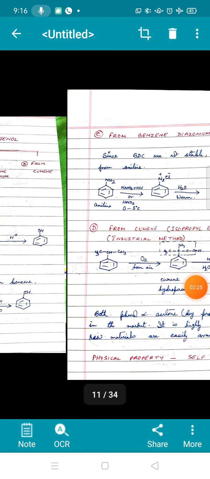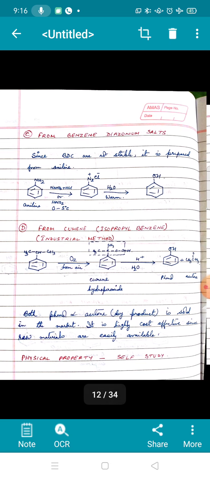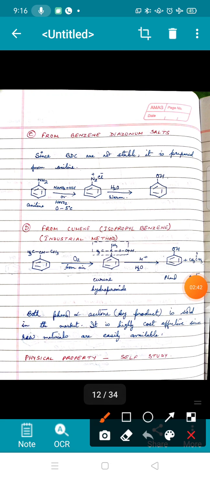Third method is from benzene diazonium salts, you know, BDC in short we call it. Now BDC cannot be prepared beforehand, cannot be stored because it is very unstable. So how do we prepare BDC? We prepare it from aniline. Now what is aniline? Aniline is benzene ring with NH2. So when aniline is treated with sodium nitrite and HCl at very low temperature, 0 to 5 degrees, instead of sodium nitrite and HCl, you may find written nitrous acid also. So BDC is formed, which upon treatment with just warm water gives you phenol.